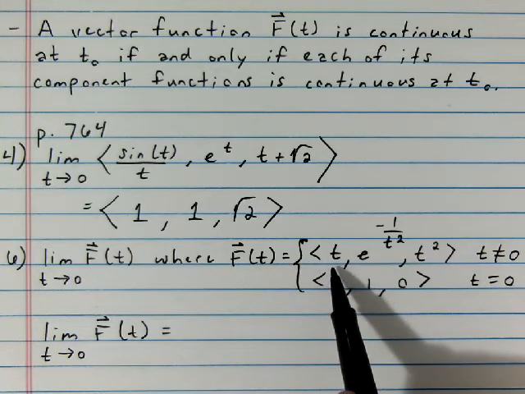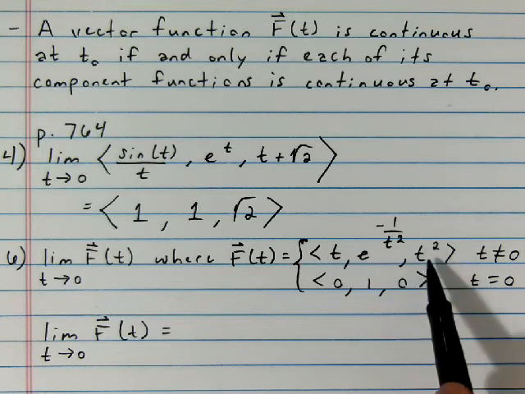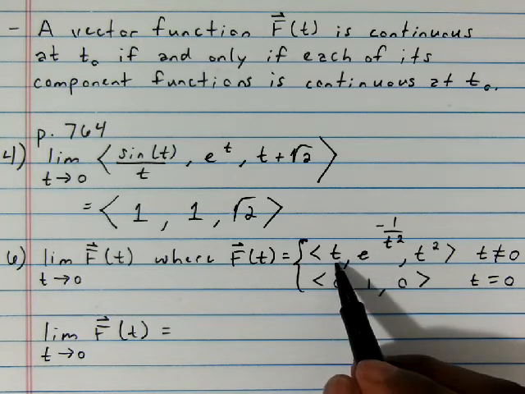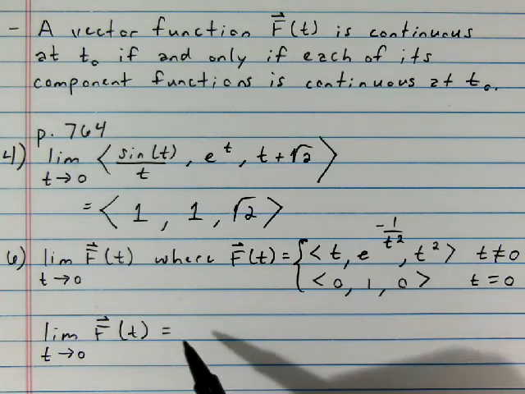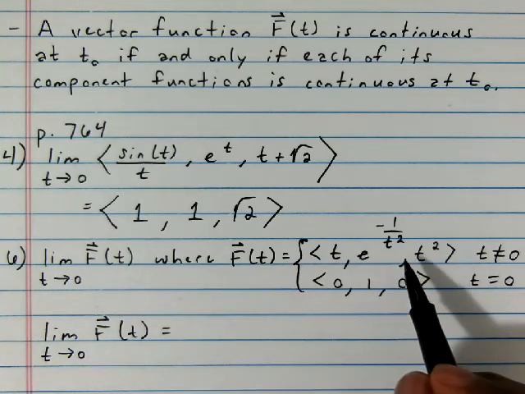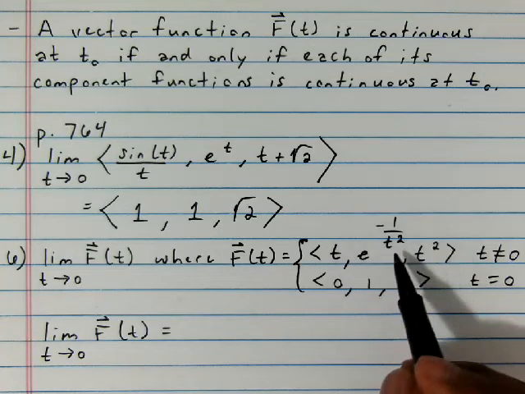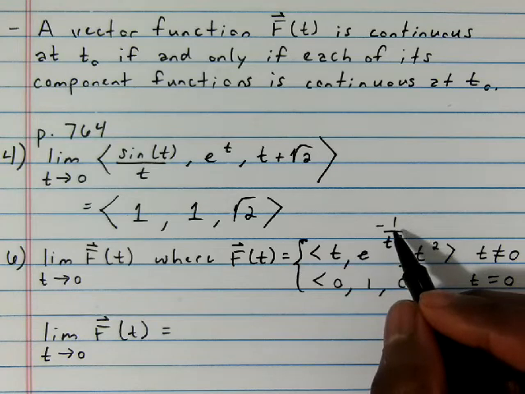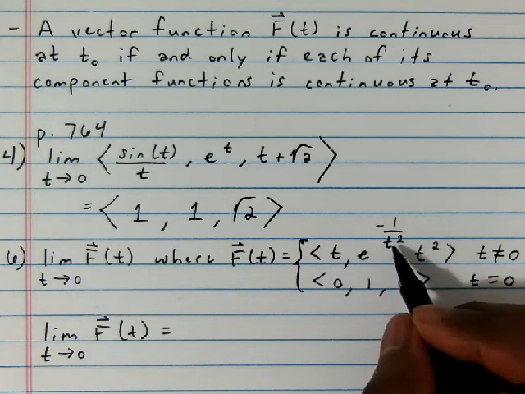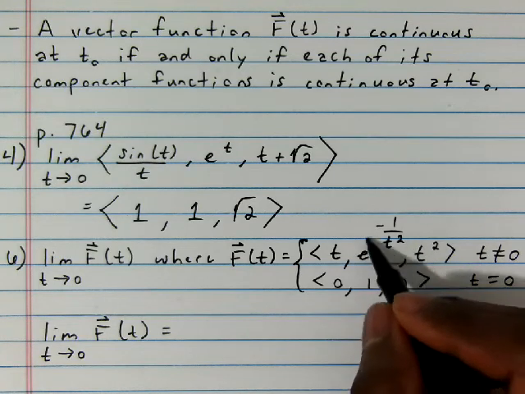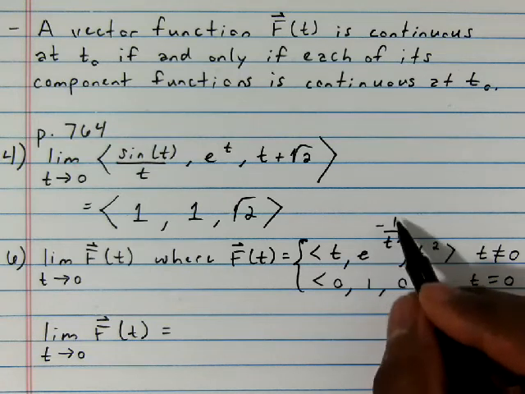Do those limits exist as t approaches 0? What are we going to get? As t approaches 0, the first will go to 0. And they all three have to exist before we can say that this limit actually exists. So if one of them doesn't exist, then this limit doesn't exist. As t goes to 0, what is going to happen here? Now remember, this is the same as 1 over e to the 1 over t squared. And as t goes to 0, this thing right here is going to go to infinity.